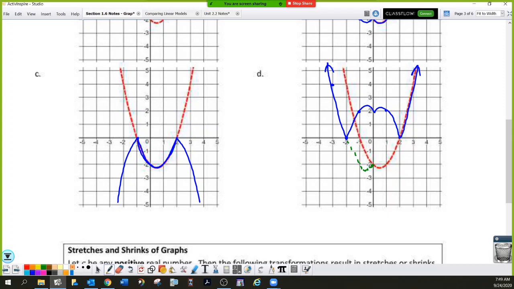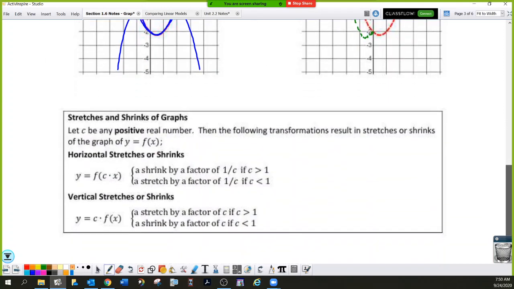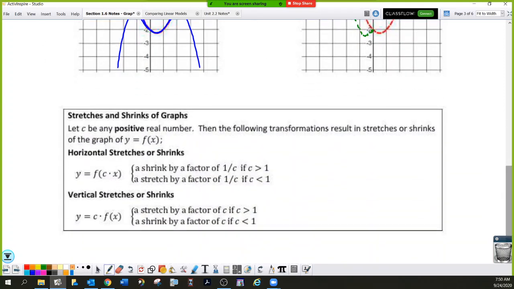So yesterday, other than these absolute value transformations and compositions, we did shift up, shift down, shift left, shift right, reflect over x, reflect over y. We saved the most fun things for last, and I say that kind of facetiously, stretches and shrinks. Vertical stretches, vertical shrinks, horizontal stretches, horizontal shrinks. And that is what's in this box down here. Stretches and shrinks of graphs.